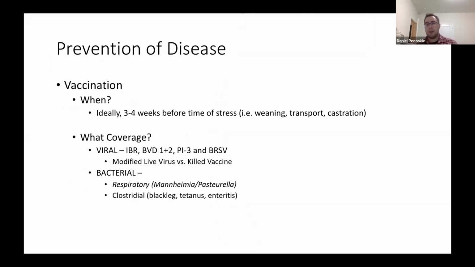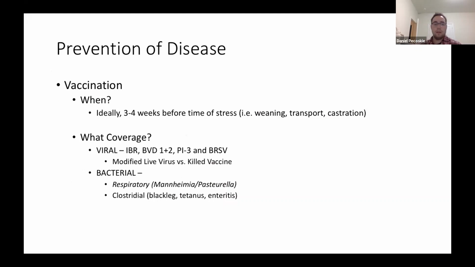A lot of times questions come up about when is appropriate to vaccinate cattle, and the answer is always going to be that it's ideal if we can do it 3 to 4 weeks before the exposure to a stressful event, and that would probably be more so a planned stressful event like weaning, transport, or even something like castration.